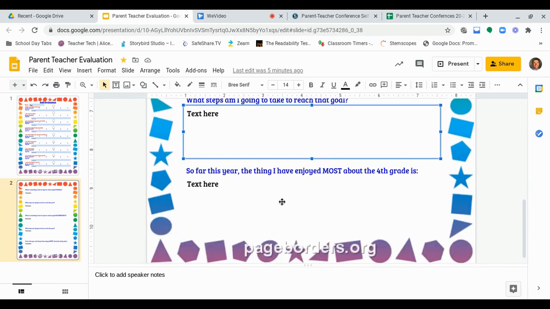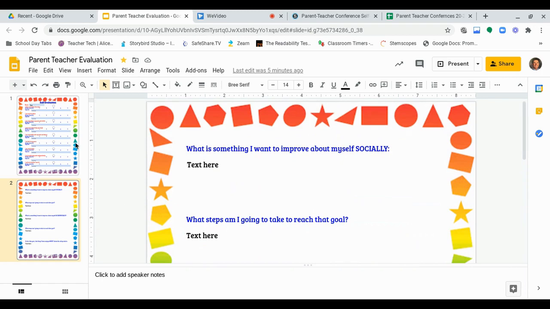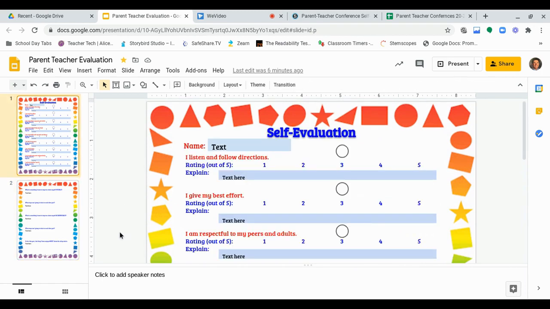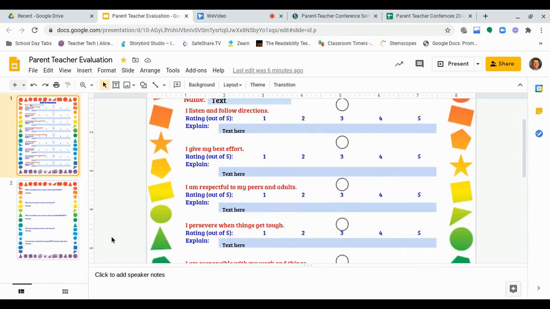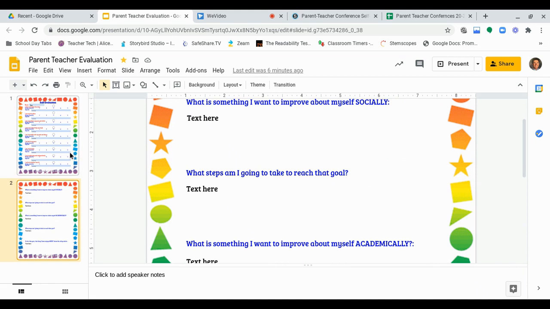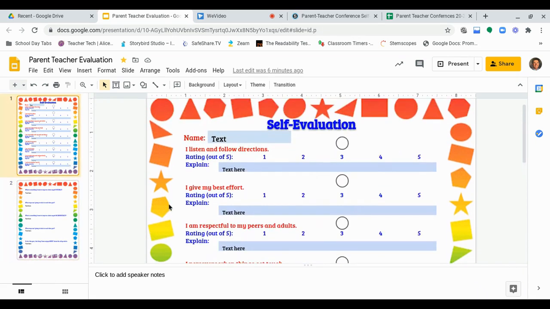And then finally, you're going to explain, so far this year, the thing I've enjoyed most about the 4th grade is what? Okay. So again, this is something that I will share with your parents at your parent-teacher conference, and we're going to talk about it when we talk about you, right? So be honest. It's not a grade where you're going to be like, well, okay, they said they're the best, so they get an A. No. We appreciate honesty. I appreciate honesty and honest feedback.